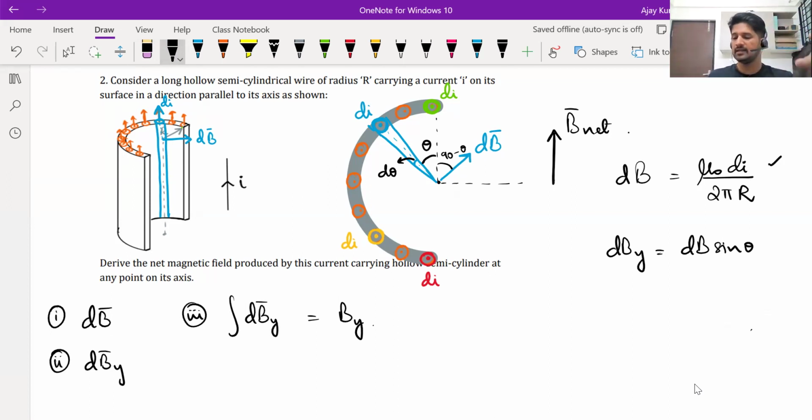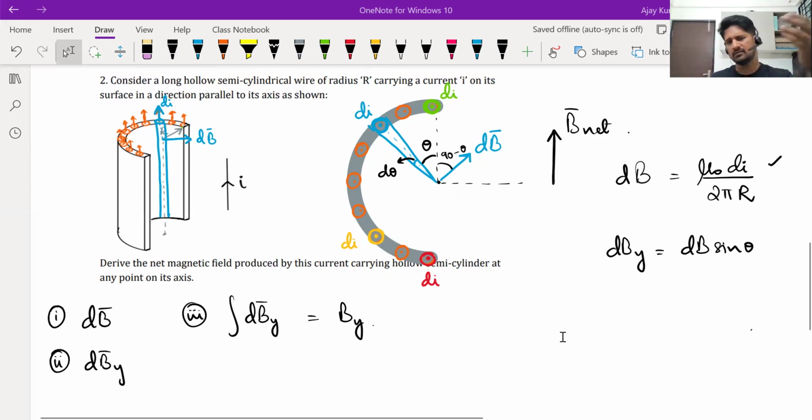So di is the current enclosed in that angle d theta. Enclosed is not the proper word, it's not being covered by anything. It's the current within that angle d theta. Are you all convinced with this or not? Any doubt in this? Okay. Now we need to relate them. Yes, someone said dl is equal to r d theta, so that way you can relate the length to the angle. That is also reasonable. Let's directly relate current to the angle.